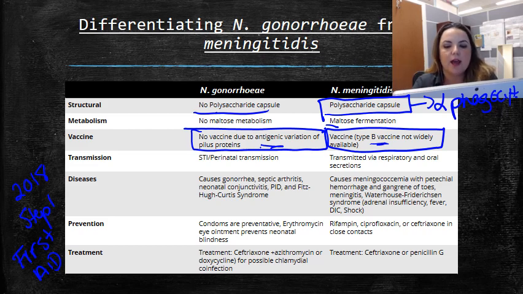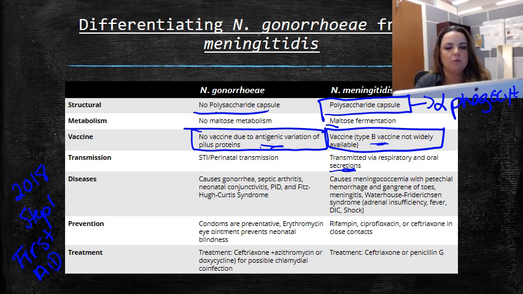How do we get it? And meningitidis, we're going to get that through respiratory and oral secretions, right? Sharing water bottles, water fountains, kissing, close interaction. And gonorrhoeae, that's actually an STI, right? So still close contact, just a different type of contact.